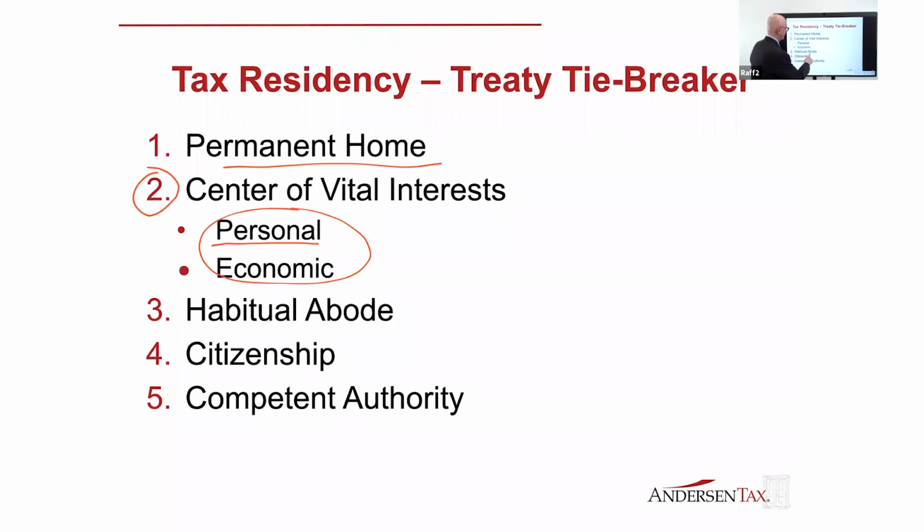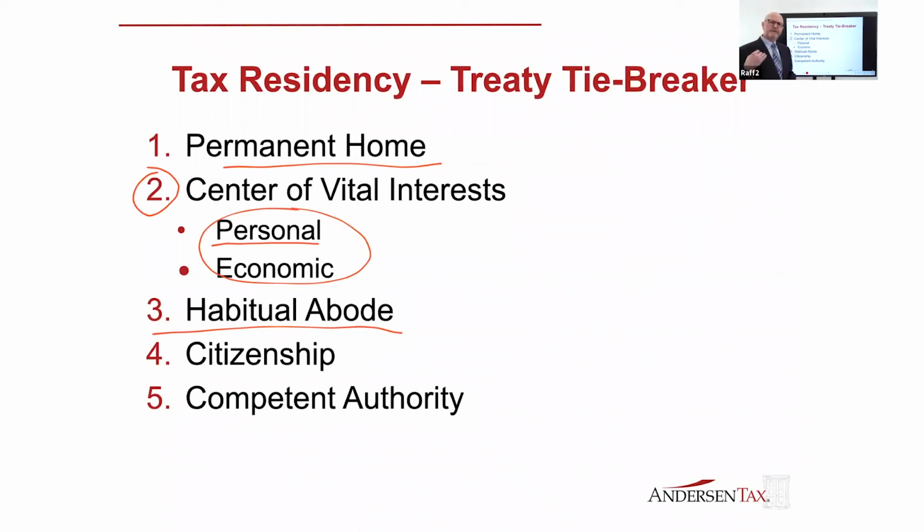So the next test is habitual abode. This is a term that's never defined by the Canada-US Tax Treaty, but basically you should remember it this way. You've heard of the 183-day test. This is the 183-night test. Where did you sleep? So if you sleep most of your days in Canada, under this test, if these other tests were not determinative and you get to the third test, habitual abode, you're probably a Canadian resident.